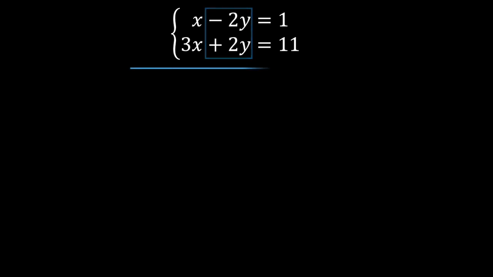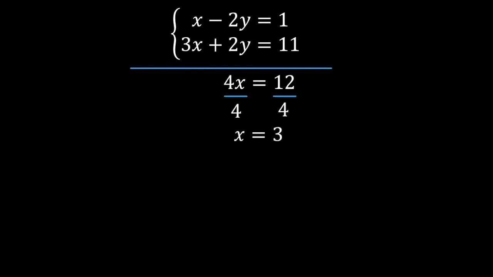Combining both equations, we get 4x plus 0 equals 12, or 4x equals 12. Dividing both sides by 4 to solve for x, we get x equals 3. Now that we know the value of x, we can then substitute this value to either x minus 2y equals 1 or 3x plus 2y equals 11. Let's use x minus 2y equals 1.